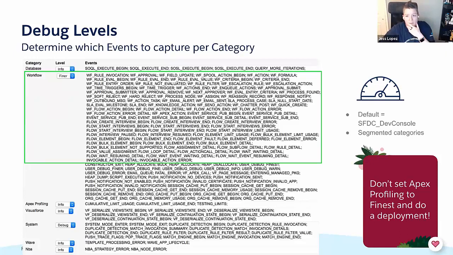One thing to note about Apex profiling: be very careful if you do have that enabled. If you have that on Finest, for instance, and you go to do a deployment, that can definitely slow things down because it's writing super granular information about your Apex, like variable information. It can be super useful in debugging, especially as a developer, but just be wary. So if things are slow, it could be because you've got that set to Finest.